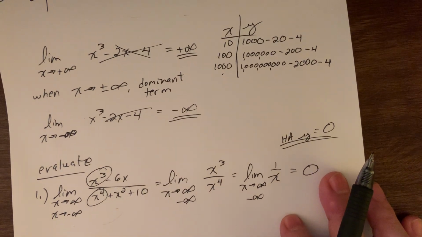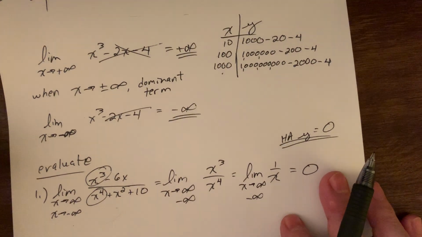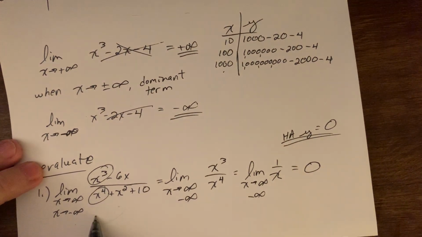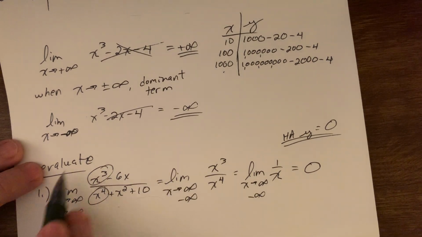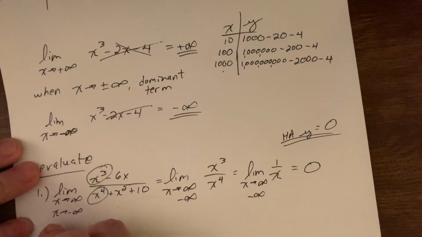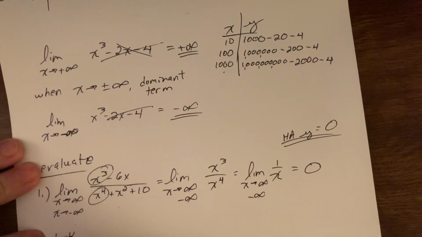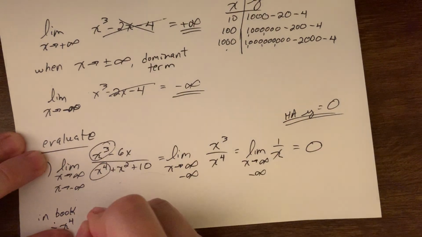Before I do another problem, I just want to point out a subtle difference between what I'm doing versus what the book does. If the book does this problem, they talk about not finding dominant term of top and bottom, just finding the dominant term of the whole function, divide by that power of x. So in the book, they divide everything by x to the 4th in this problem. So they would have the limit.